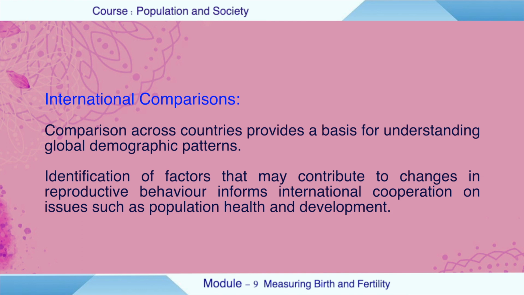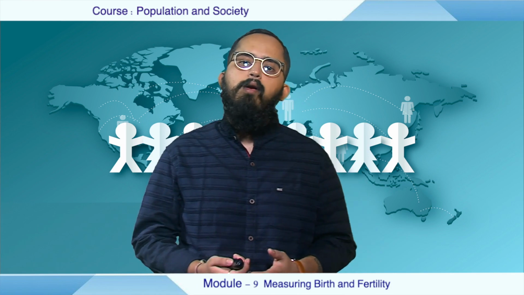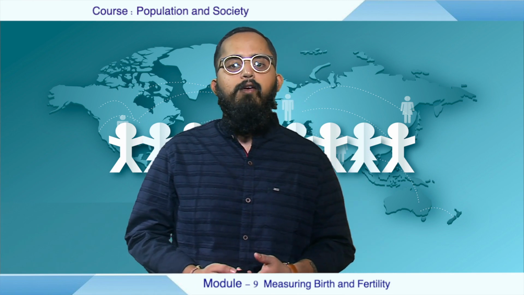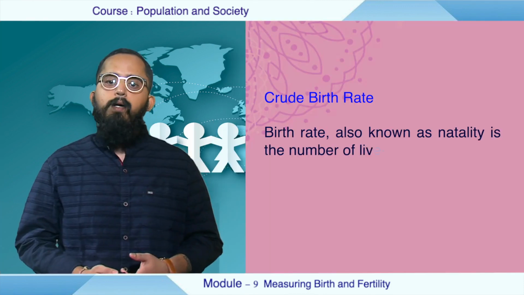Finally, comparing birth and fertility rates across countries provides a basis for understanding global demographic patterns. It allows for the identification of factors that may contribute to variations in reproductive behavior and informs international cooperation on issues such as population health and development. Now, the quantitative framework of doing demography brings us to the first indicator of population dynamics, which is fertility of any country, the crude birth rates.